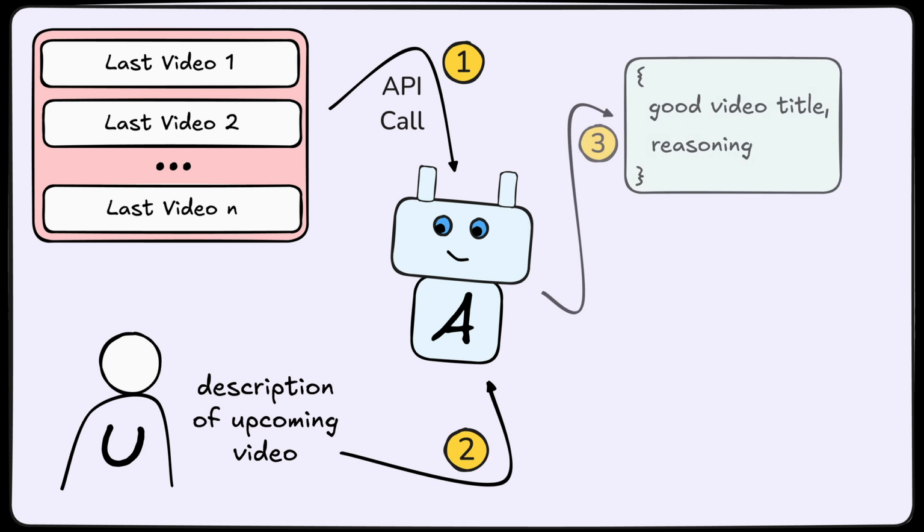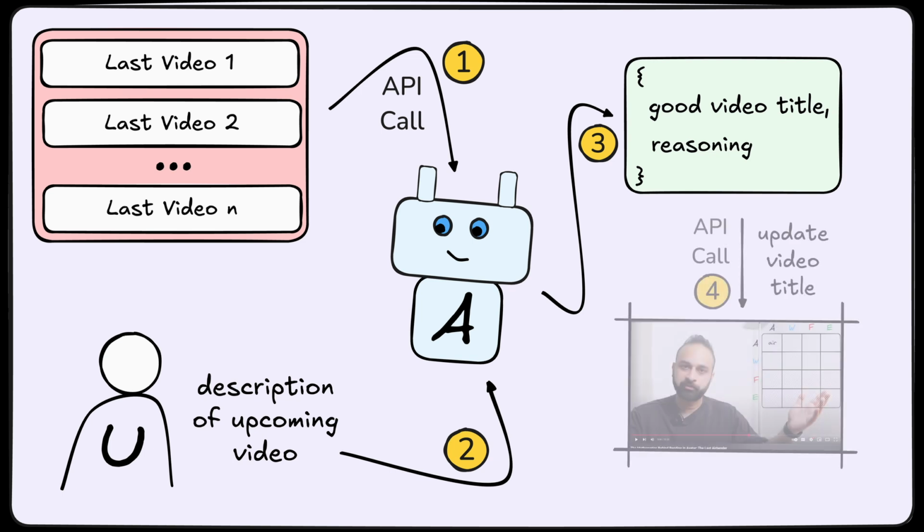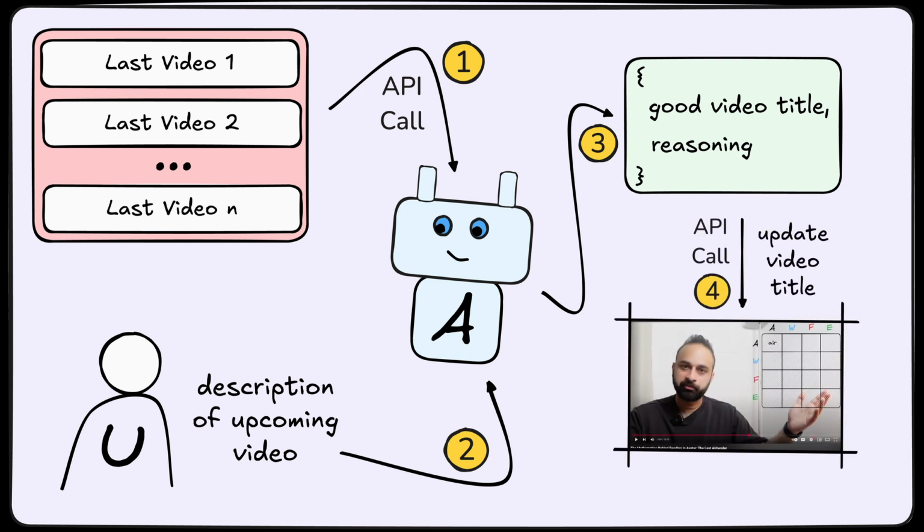Then, in the third step, the agent is going to use the prompt, which is at its core, in order to come up with a great video title and its reasoning for why it thinks so, based on what it learned from the last 20 videos and their engagement on this channel. And finally, in the fourth step, it's going to again use the YouTube API to set that hopefully amazing video title on that video. So let's give it a go.